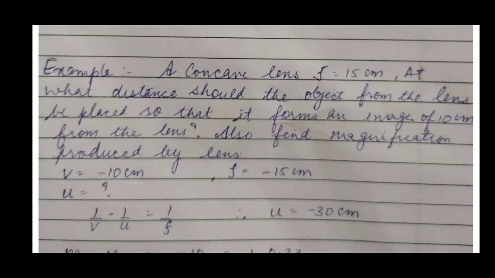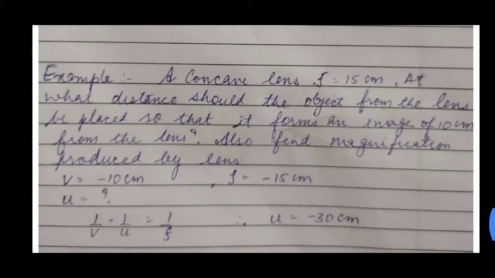Where is the object distance? Here the object distance is not given, the image is given. We place the object so that it forms an image 10 centimeters from the lens. So that is the image distance. The image distance again will be negative, so v is equal to minus 10. This is a concave lens. In a concave lens, where is the image formed? On the left side, so it will be negative.